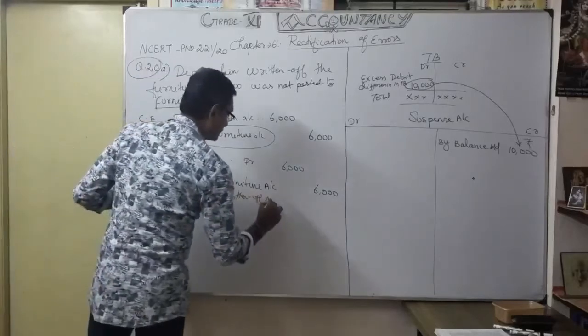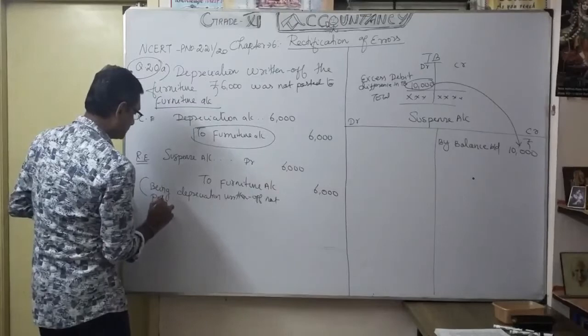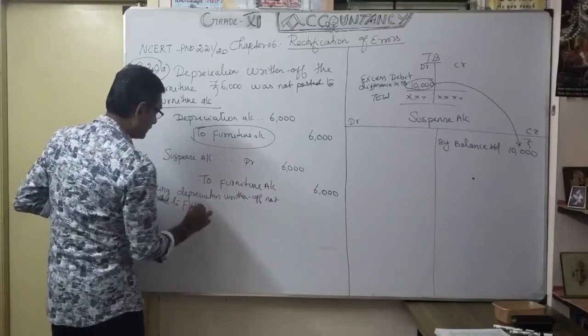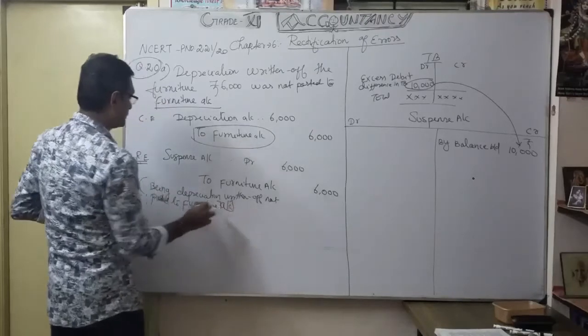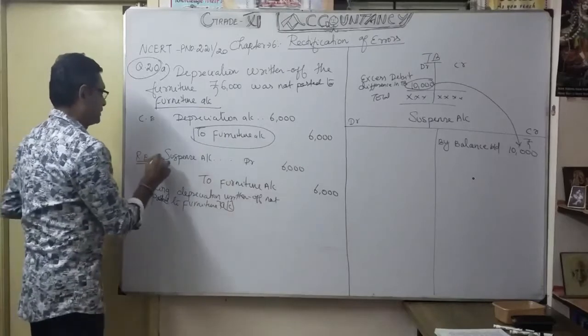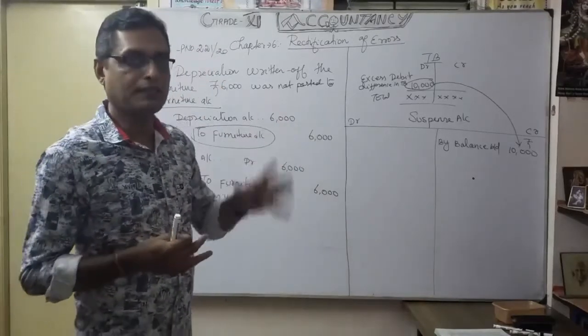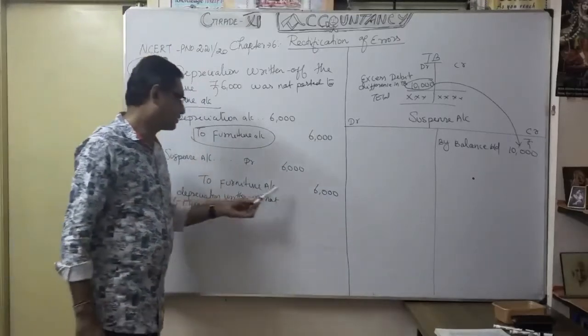Not posted to furniture account. Not posted to furniture account. Okay, that's what we've done now. Furniture account, that's our rectification entry. Here, there is no question of wrong entry. They forgot to do the credit side. That's the part they did not post. So now we are going to post 6,000 to the furniture account.